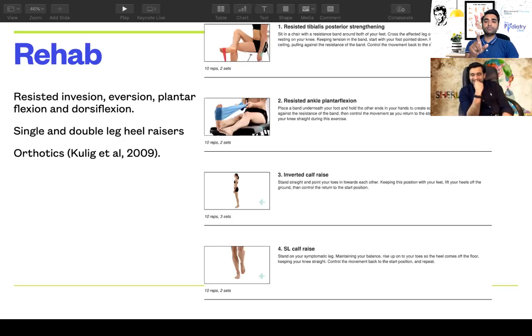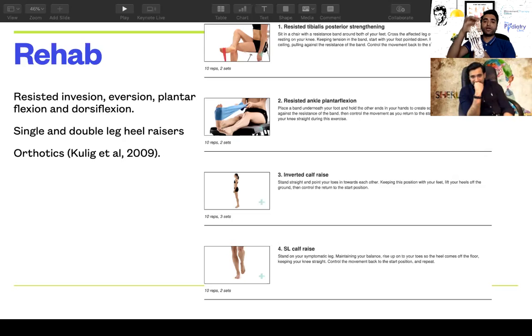So the reason I'm using the terms is that the explanation in there with regards to the exercises, I don't know whether you can read it or not. No, but people won't understand it. So what is inversion? Inversion is moving inward. So the foot is moving inward, and eversion is the foot moving outward.